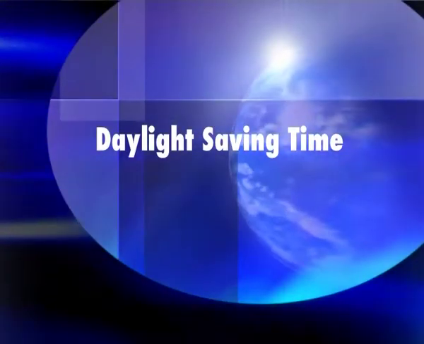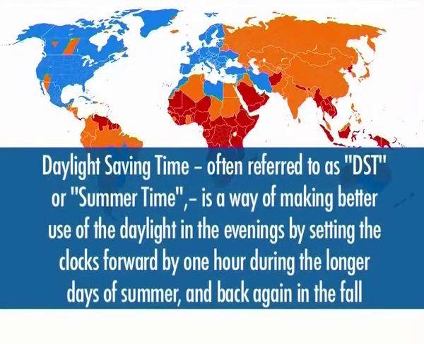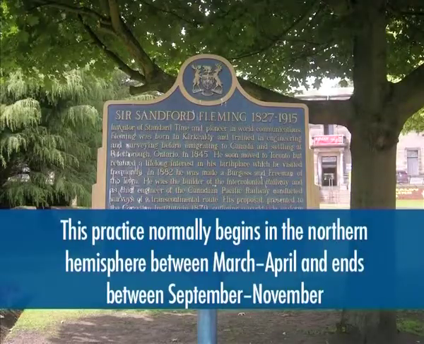Daylight Saving Time. Daylight Saving Time, often referred to as DST or summer time, is a way of making better use of the daylight in the evenings by setting the clocks forward by 1 hour during the longer days of summer and back again in the fall. This practice normally begins in the Northern Hemisphere between March-April and ends between September-November.